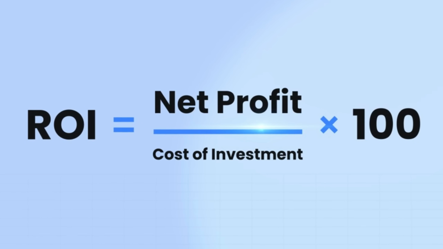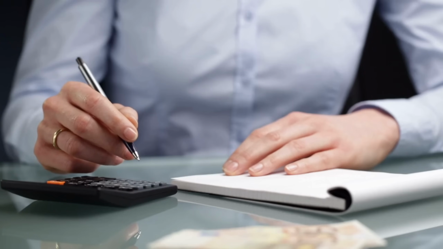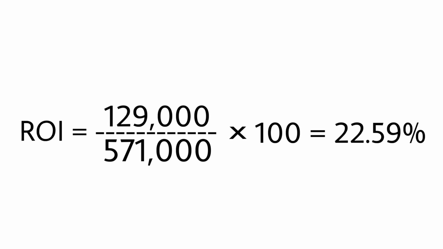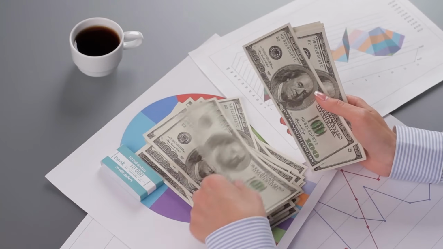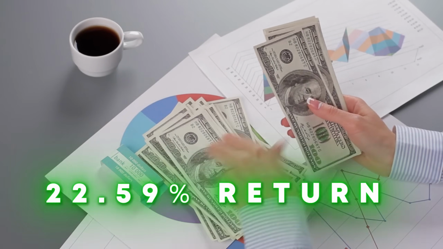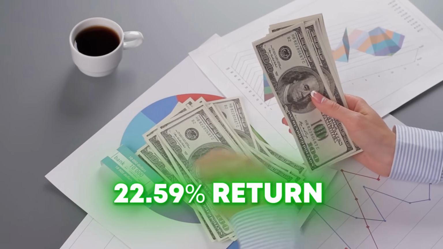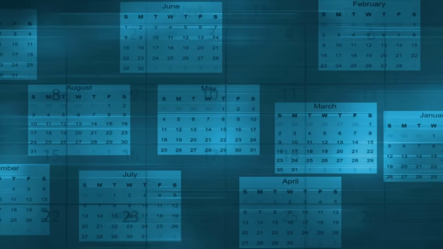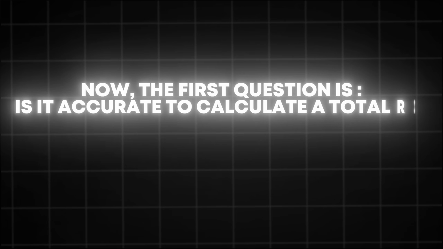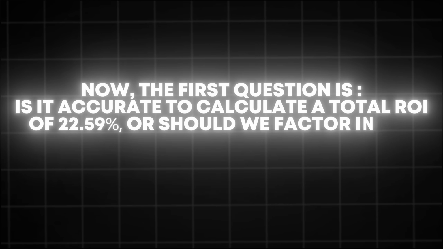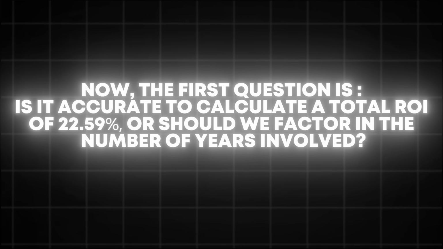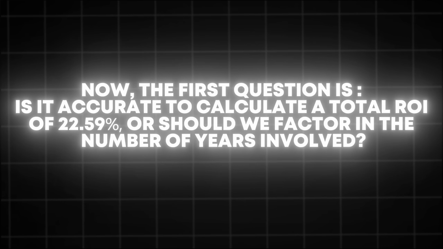The formula for ROI is simple. By plugging in the numbers, this is the result. This means that Mary's investment yielded a 22.59% return over the 3 years. Now the first question: is it accurate to calculate a total ROI of 22.59%, or should we factor in the number of years involved?